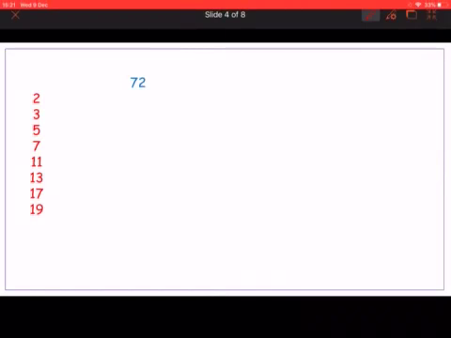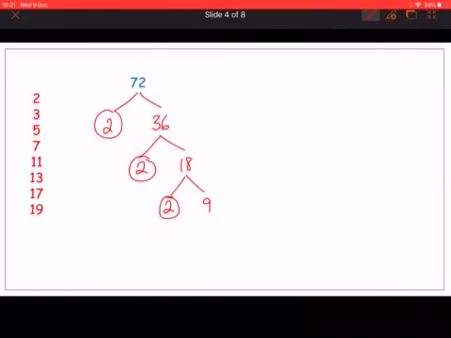Let's have a look at another one. So let's try 72. And I'm going to start with the first number in the prime numbers, which is 2 again. Does 2 go into 72? Yes. And it goes in 36 times. So I'm going to circle that 2 because it's prime. Let's try 2 again. Does 2 go into 36? Yes. And that goes in 18 times. Let's circle that 2 because it's prime. Does 2 go into 18? Yes. How many times? 9 times. Let's circle that 2 because it's prime.